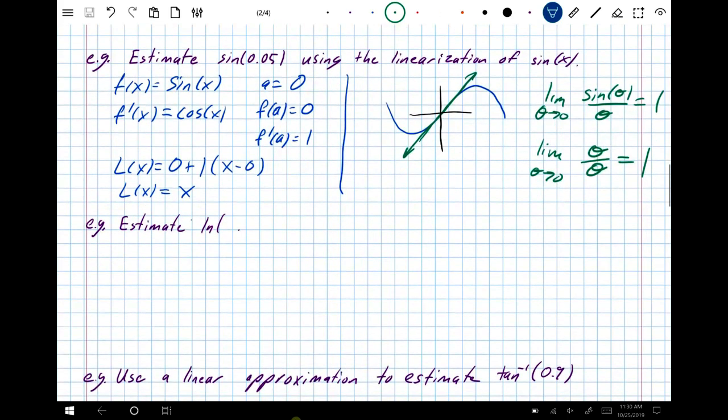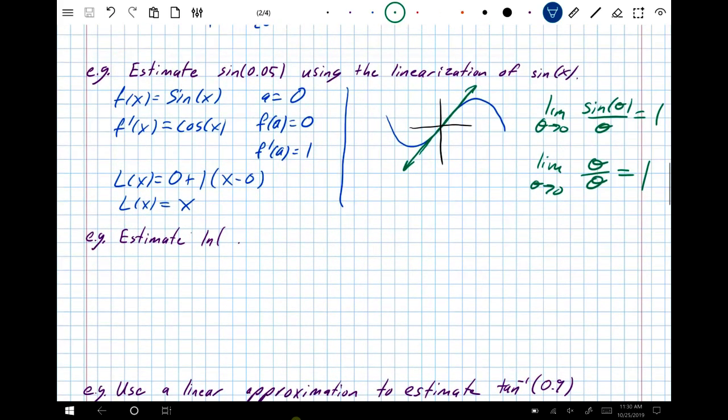One more for the books, maybe 2 more. I just like them too much. Let's approximate the natural log of, how about, 0.9. Why not? We'll do a couple of 0.9s. So if I wanted to estimate the natural log of 0.9, play the same game.